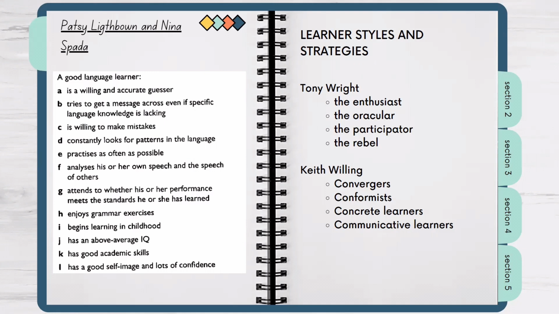Whereas the rebel, while referring to the learning group for his or her point of reference, is mainly concerned with the satisfaction of his or her own goal. Keith Willing, working with adult students in Australia, suggested four learner categories. So, first we have the convergers.